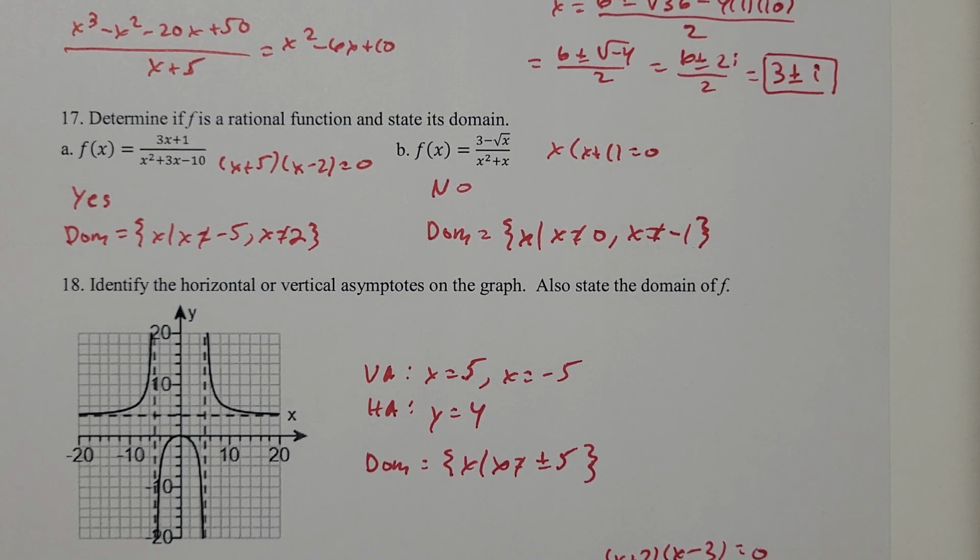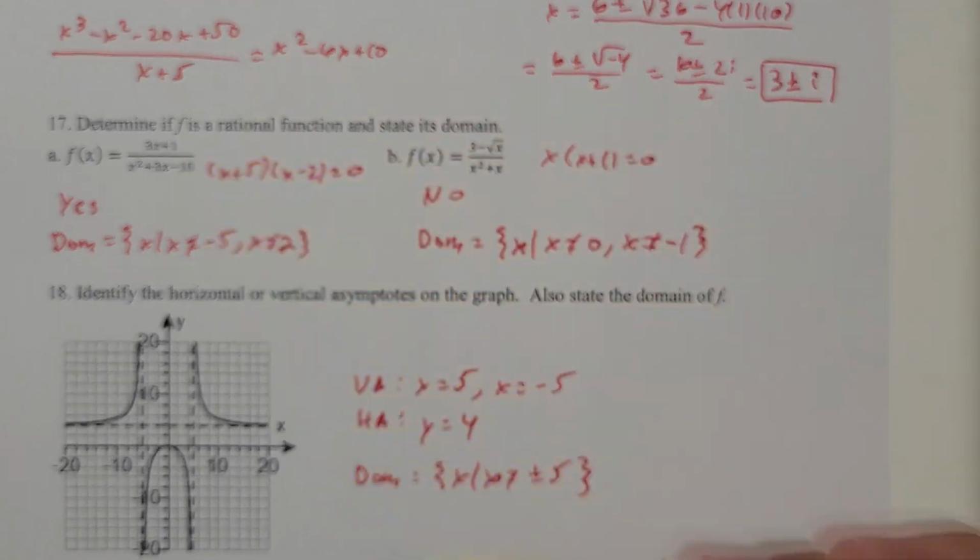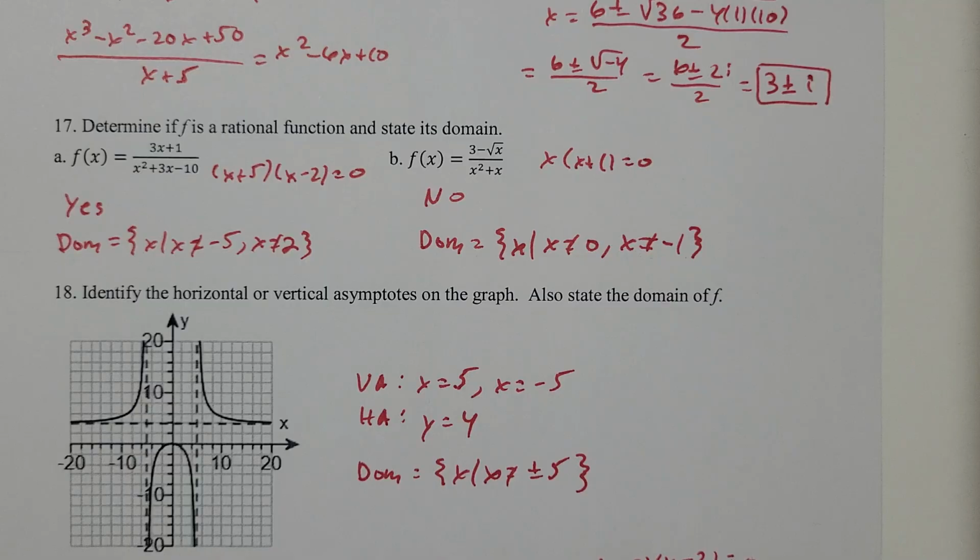Okay, we'll start problem 17 here. It says to determine if f is a rational function and then state its domain. A rational function is a function in the form polynomial over polynomial. Okay, so part A would be a rational function, right? Because these two things are polynomials and I'm dividing them.